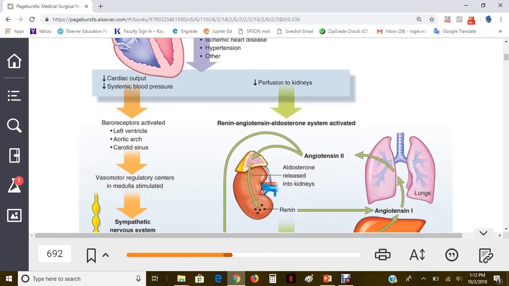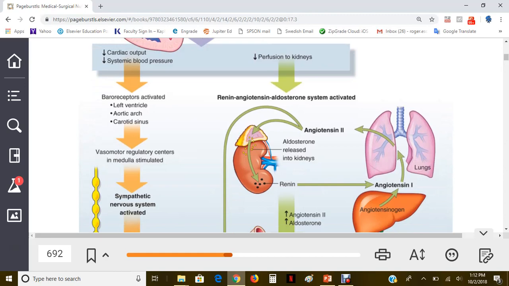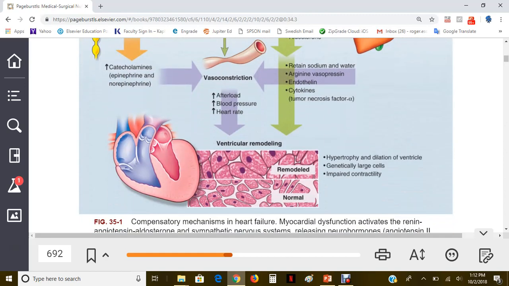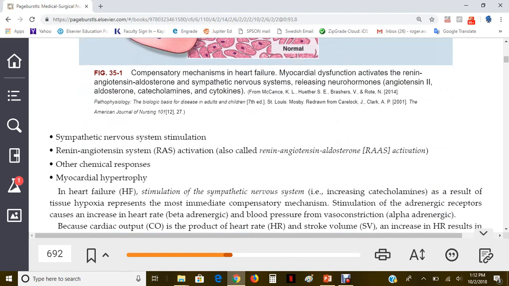So the three compensatory mechanisms described here are the following. We have the sympathetic nervous system stimulation, the renin-angiotensin-aldosterone system.